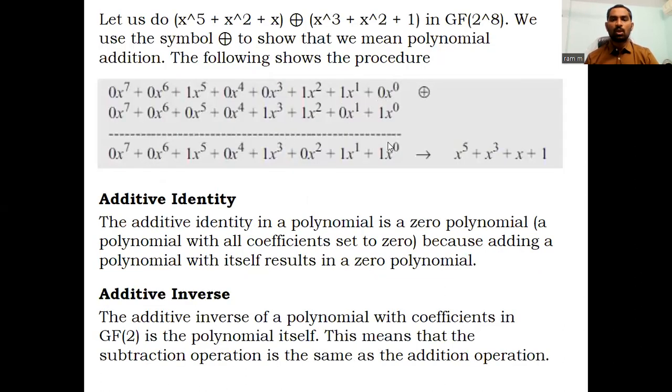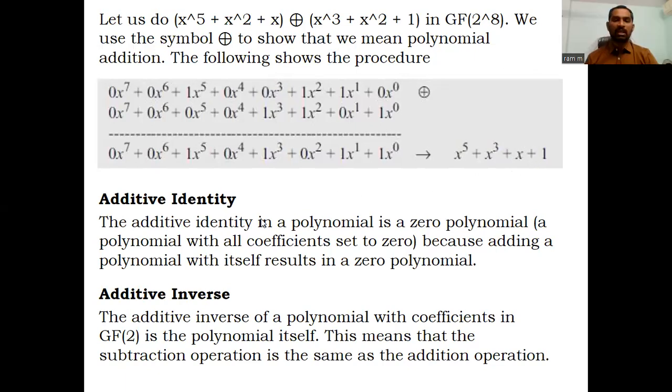So if you consider these two polynomials and do the addition, 0 plus 0, it is like an XOR operation only. The output that we are getting: all the terms having coefficient 0 we can omit. So it will be 1 into x power 5, 1 into x cube, 1 into x power 1 and 1 into 1. So it will be x power 5 plus x cube plus x plus 1.